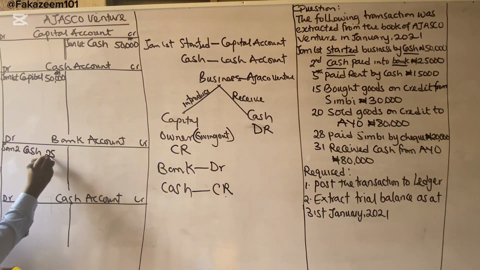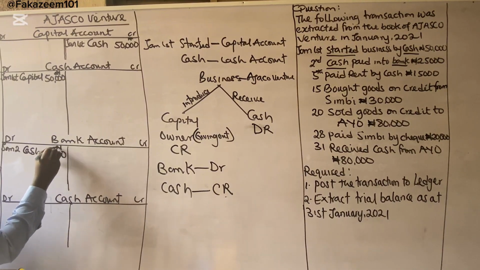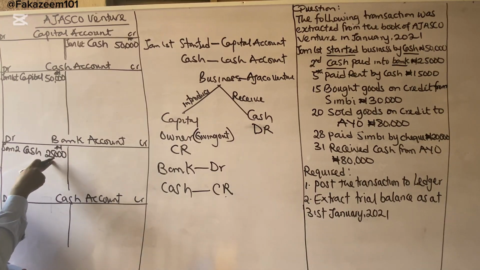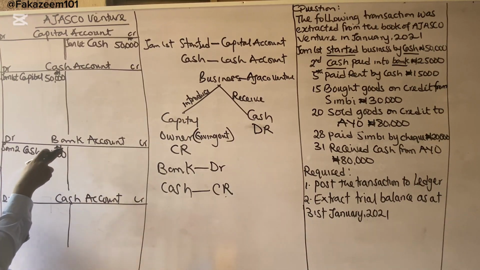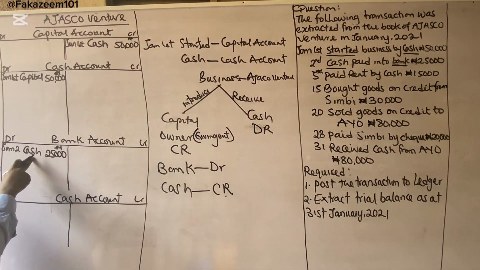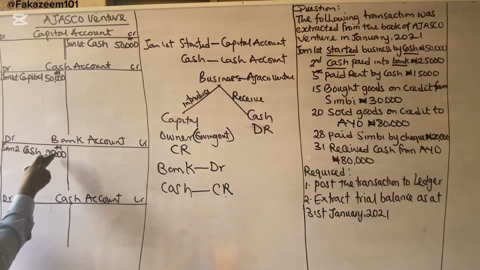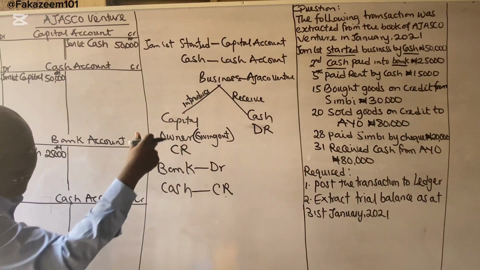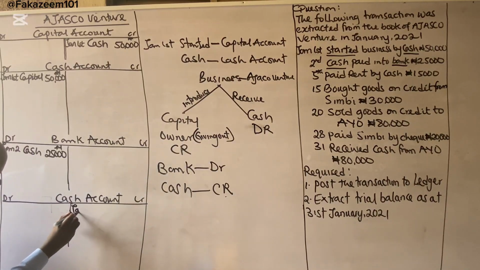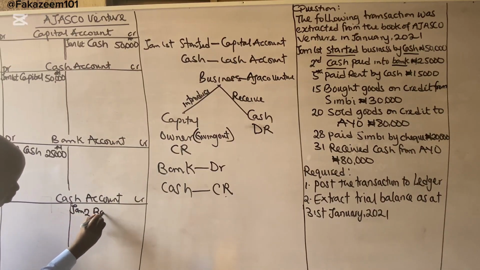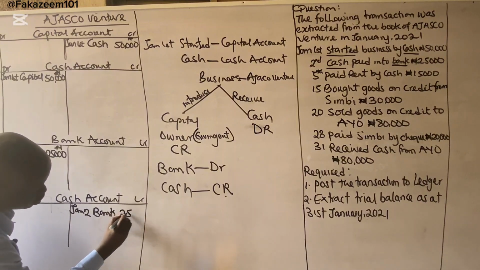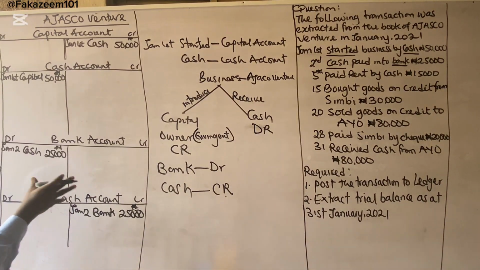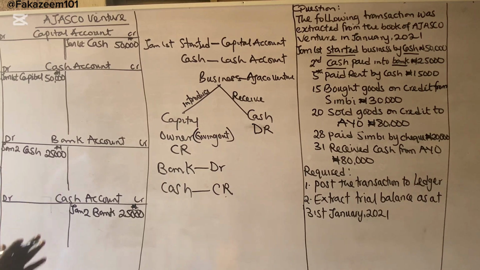How much? 25,000. What this means is that bank has received 25,000. And where did they receive it from? Cash. Meaning bank received 25,000 from cash. Now this is cash. Cash is going out to the bank. When it's going out, you credit. How much? 25,000. Now, this posting is correct, but something is wrong about it.